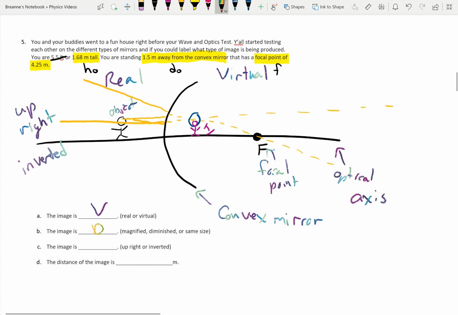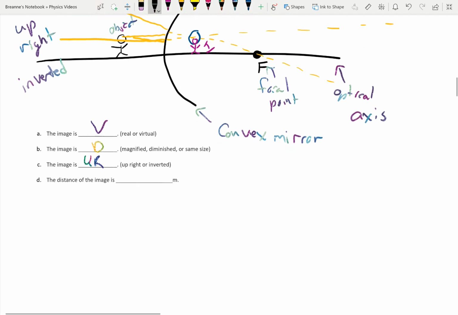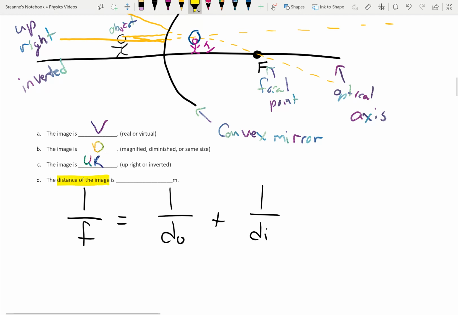And the image is upright. Now, distance. So we can sit there and do the math of the distance. Our equation, again, would be 1 over f equals 1 over do plus 1 over di, because what it's asking for is the distance of the image. And that is our di. So this is what we're looking for, our di.